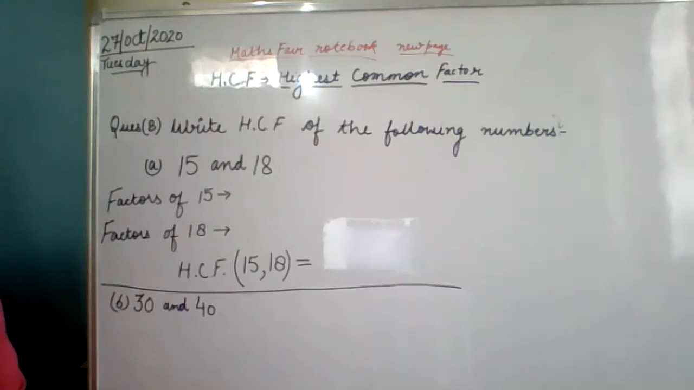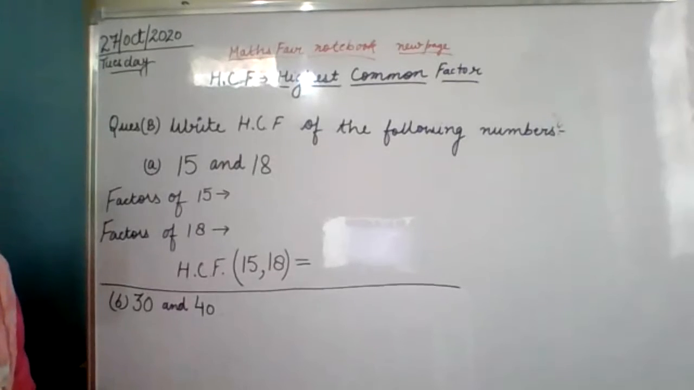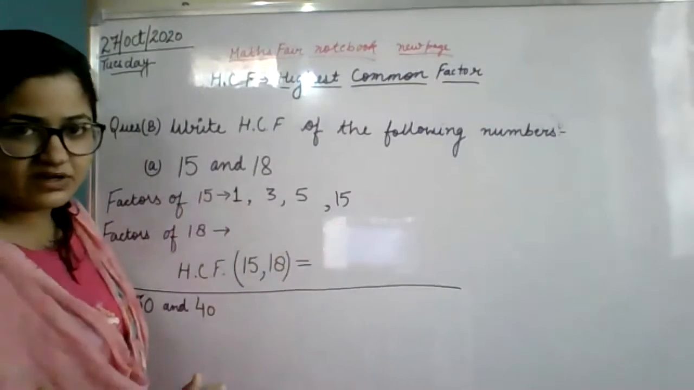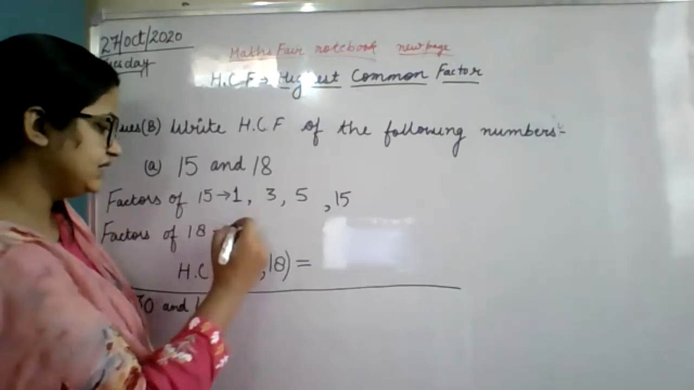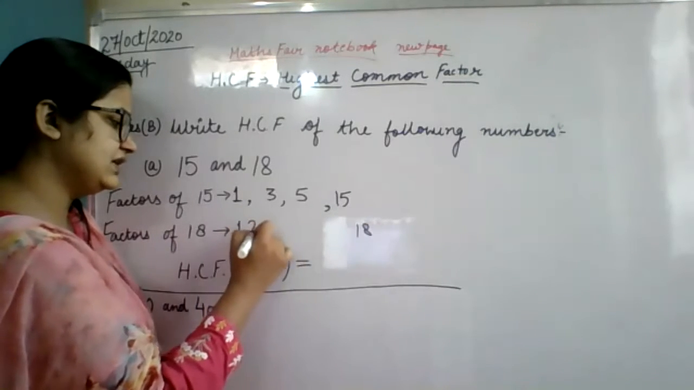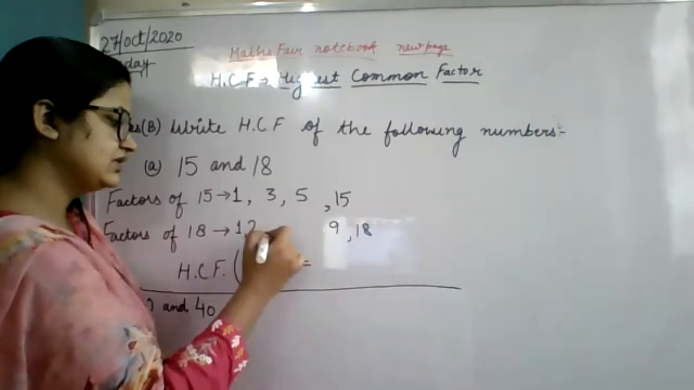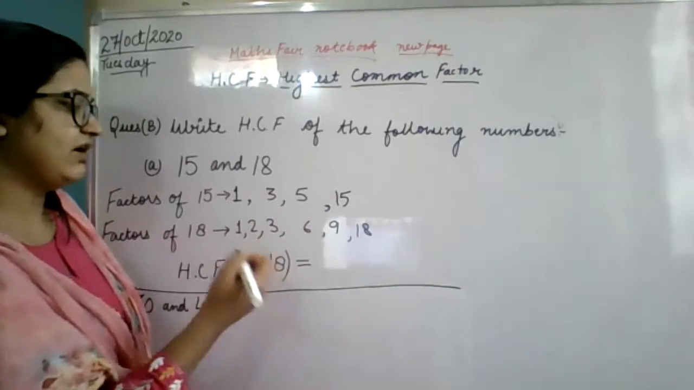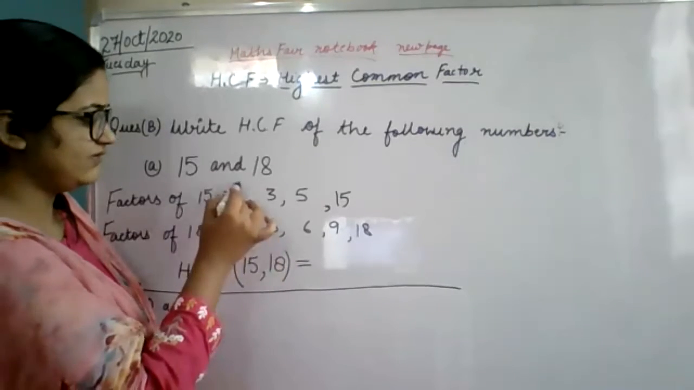Do it quickly. See, factors of 15: 1, 3, 5, 15, as we have already done in the previous question. For 18, 1 and 18 will be one of the factors. 2 nines are 18 is one of the factors. 3 sixes are 18 is one of the factors. So these are the factors.